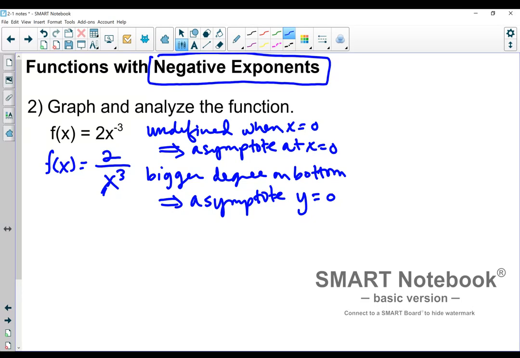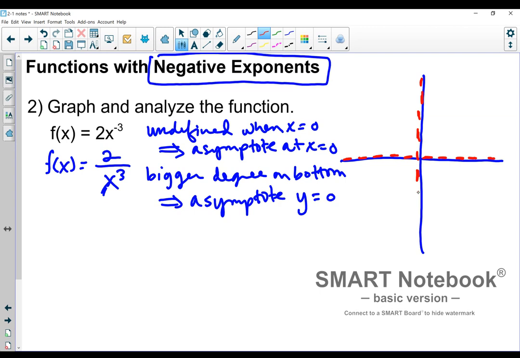So I know that my x-intercept would come from my numerator equals 0. I can't make 2 equal to 0, so I don't have to worry about that. My y-intercept would come from putting that 0 in for x and solving. Can't do that. So really all I have here are those asymptotes. So here's my axes, and here's my asymptotes, one at y equals 0, and one at x equals 0.